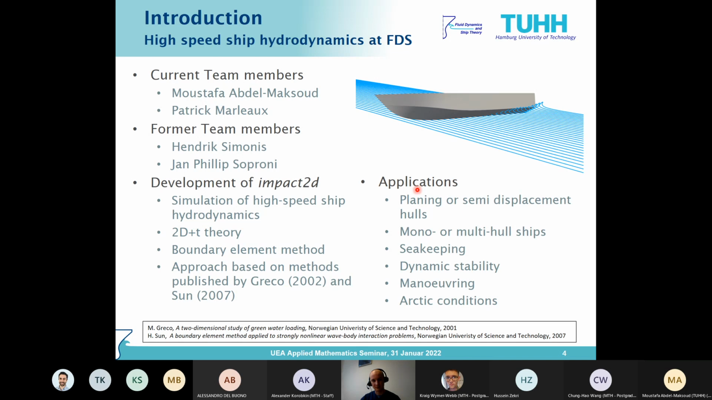Now, some sample applications of what we are using this method for. In general, we can work on planing or semi-displacement hulls. These can be mono or multi-hull ships. Topics are seakeeping and dynamic stability. We're also looking into maneuvering and most recently also Arctic conditions.